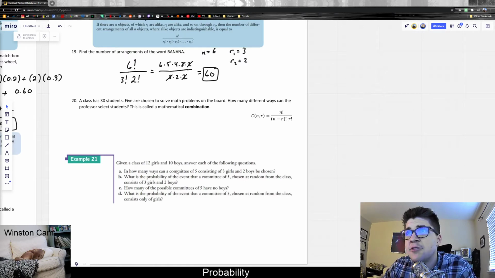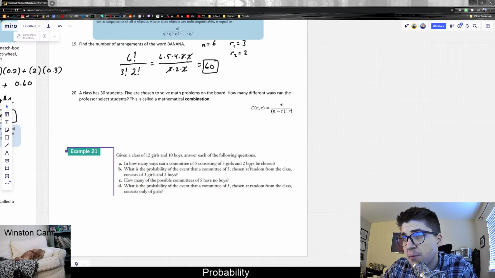So just, kind of a warning here. If you see the term committee or something like group, usually that will be implying use a combination over a permutation. But basically, I would view this problem as, well, I have to pick 3 girls and I have to pick 2 boys. And in each case, there's a different number of groups.